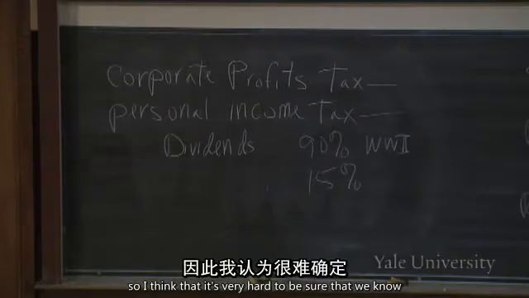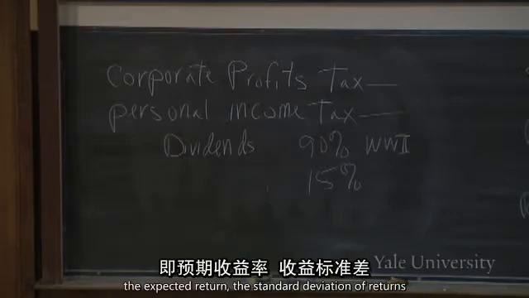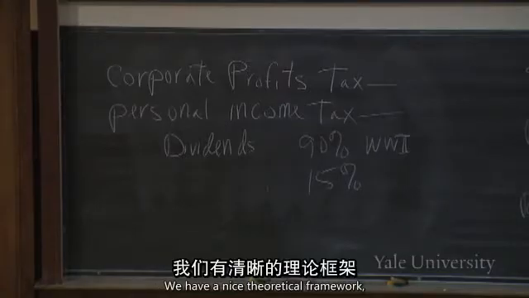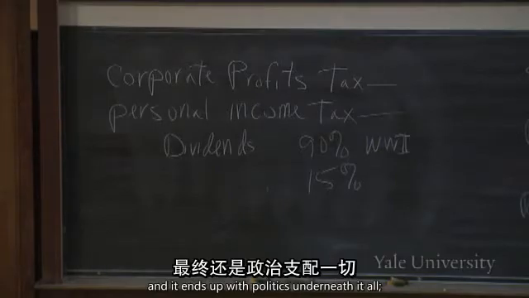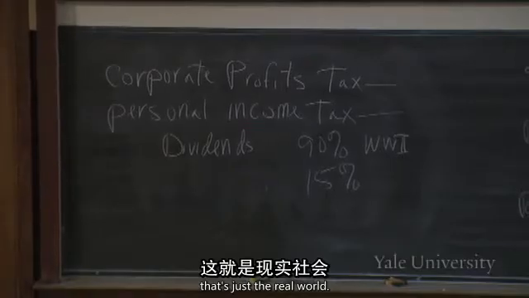So I think it's very hard to be sure that we know going forward what our sigma and the expected return, the standard deviation of returns, and the covariance of returns really are. So we have a nice theoretical framework, but the application of the framework to real data is hard, and it ends up there's politics underneath it all, and that's just the real world.